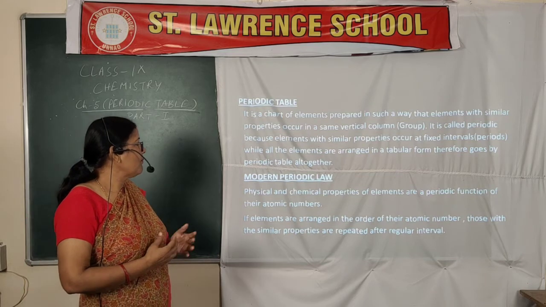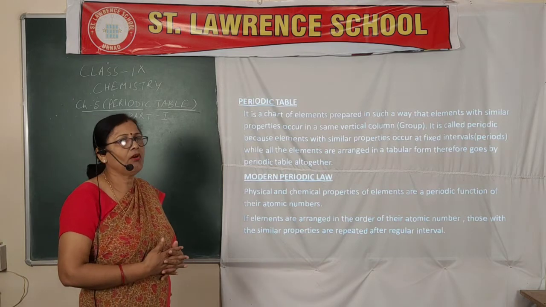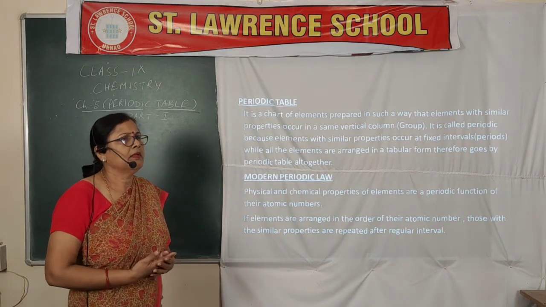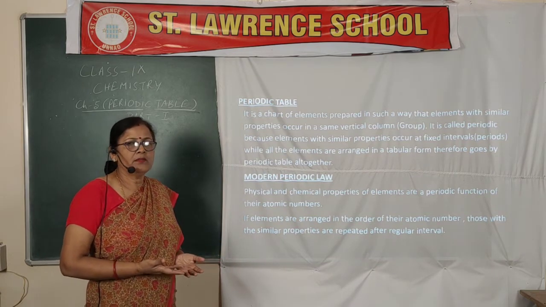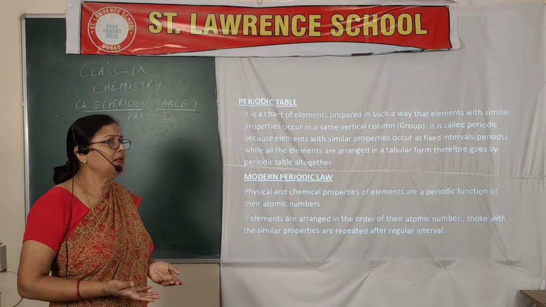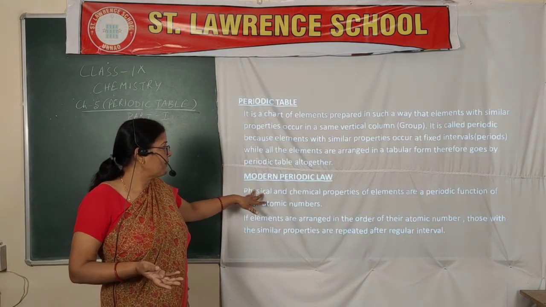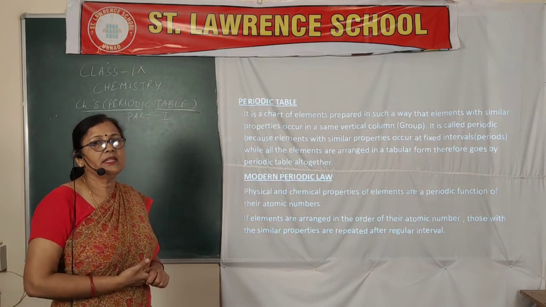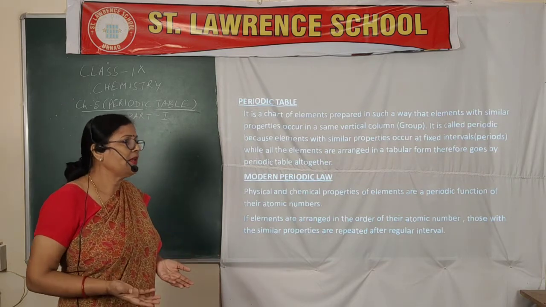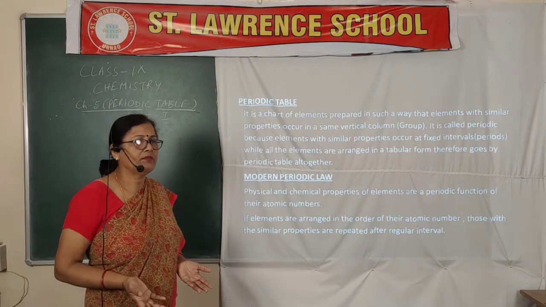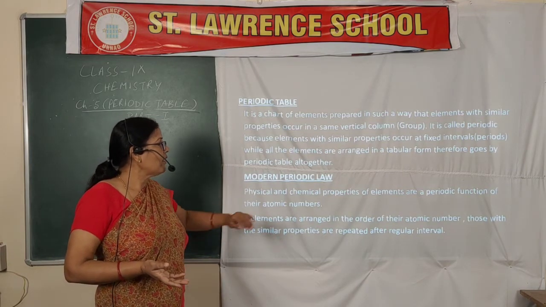In the modern periodic table or modern periodic law, we consider the physical and chemical properties. Always keep in mind that physical properties are smell, density, solubility, whether it is soluble or insoluble, boiling point and melting point. But chemical properties are whether it reacts with water, air or oxygen, whether it forms an acid or a base, or whatever the reaction with other elements, and the atomic numbers also.